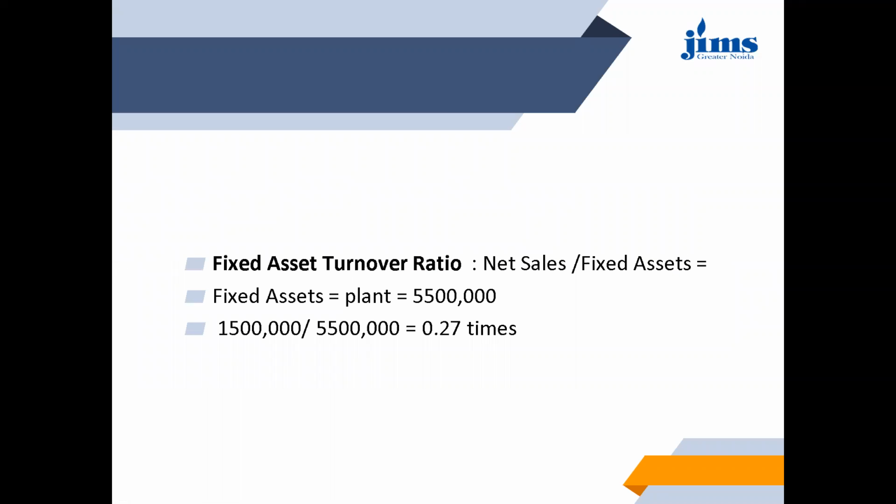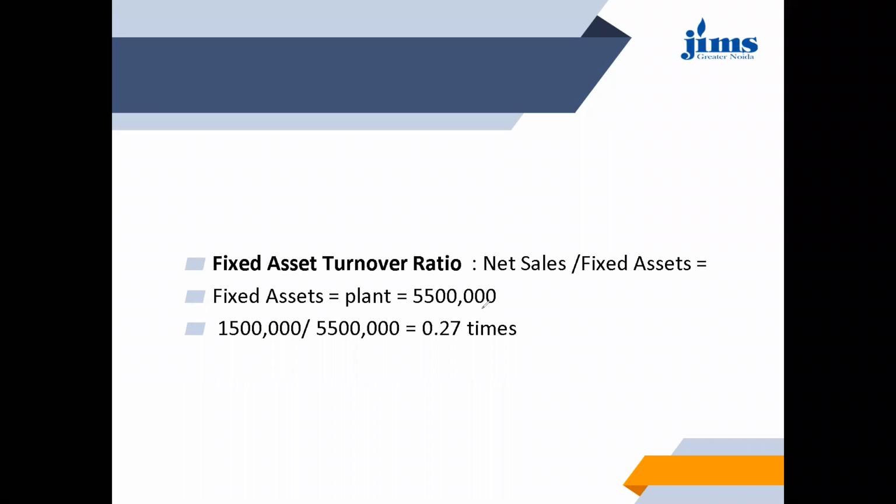Next is fixed asset turnover ratio. Fixed asset turnover ratio tells the relationship between net sales and the fixed assets. So fixed asset, only plant is given in the question, that is 55 lakh. So net sales 15 lakh divided by 55 lakh is 0.27 times. So fixed asset turnover ratio for this particular firm is 0.27 times. So we have calculated all the turnover ratios based on the question.